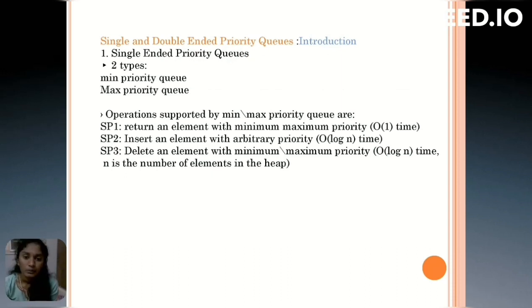It has two types of priority queues: minimum priority queues and maximum priority queues. Operations supported by minimum or maximum priority queues: single priority 1 returns an element with minimum or maximum priority. Single priority 2 inserts an element with arbitrary priority. Single priority 3 deletes an element with minimum or maximum priority.